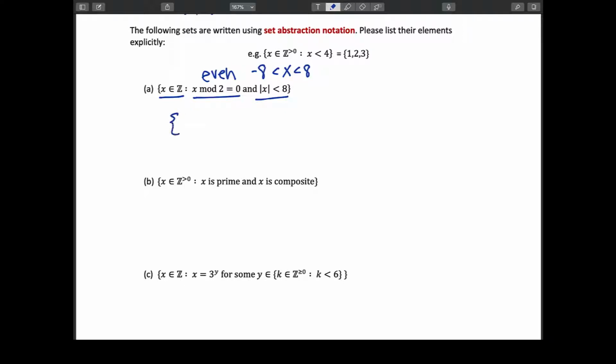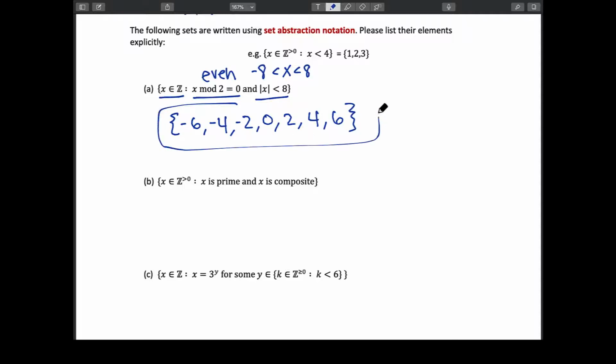And so I know that this is the set -6, -4, -2, 0, 2, 4, and 6. And I don't include the 8 because it's strictly less than 8. And so that's my list for the first piece.